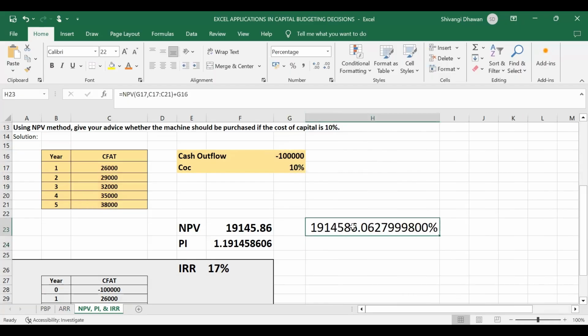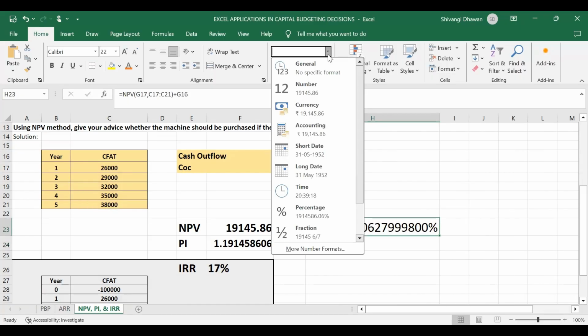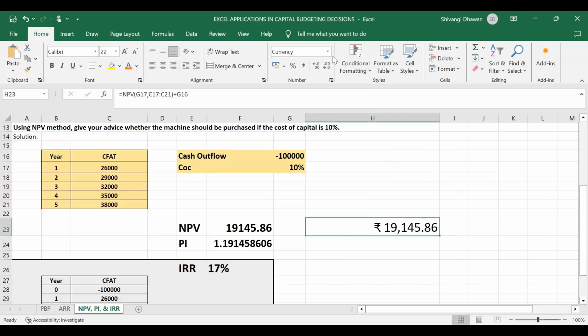So this will give me a percentage. I will convert it into a normal number. So rupees 19145.86 is my NPV.